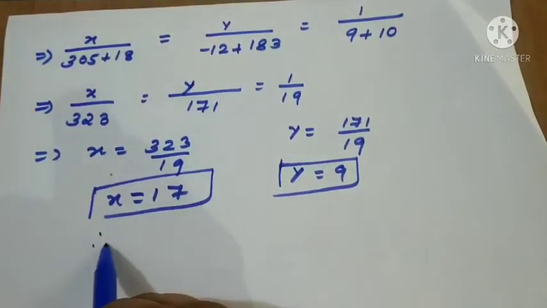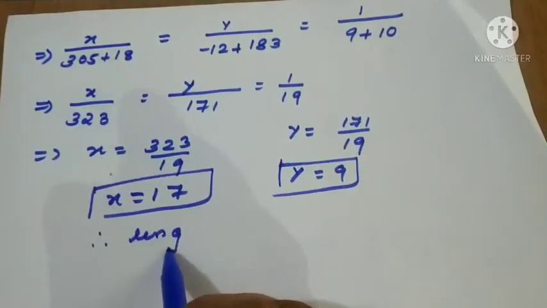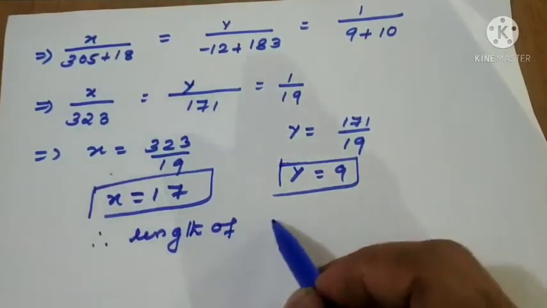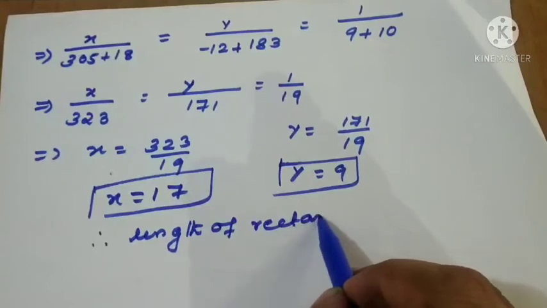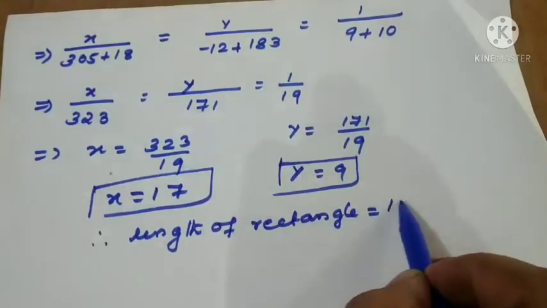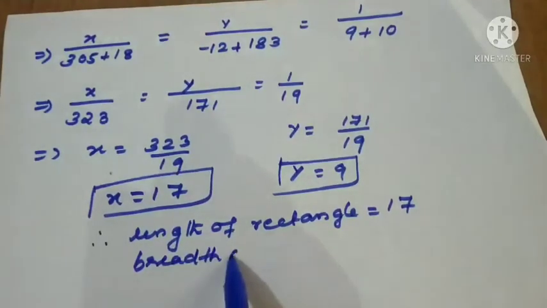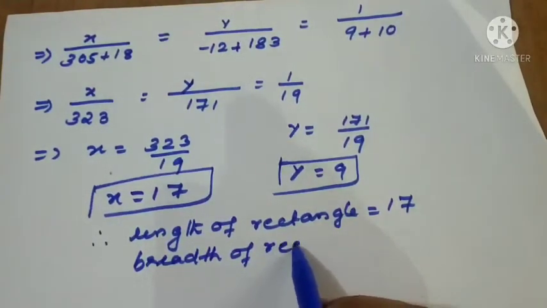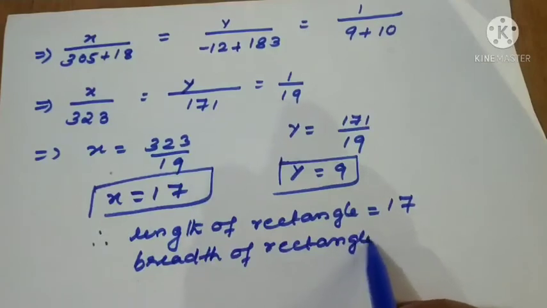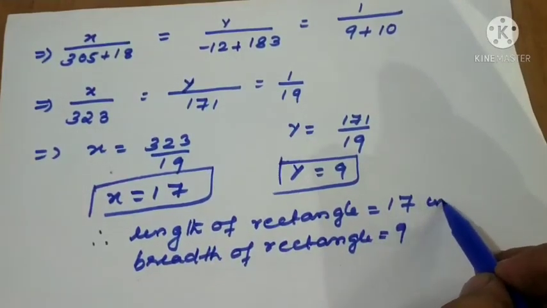So what is the meaning of this one? Length of the rectangle equal to 17. Breadth of the rectangle equal to 9. So units we should write.